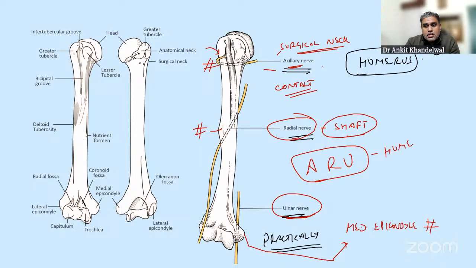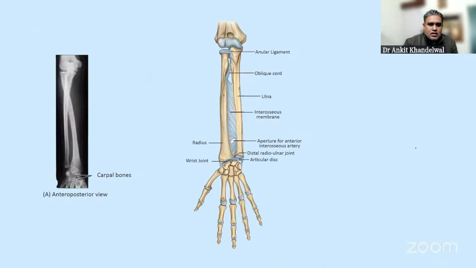bone humerus. So there will be a lot of questions and a lot of clinical cases. When there is a fracture of the surgical neck of humerus, fracture of the shaft of humerus, medial epicondyle fracture or dislocation, something like that, then these nerves are prone to get damaged. Remember this. Okay, here's the image.